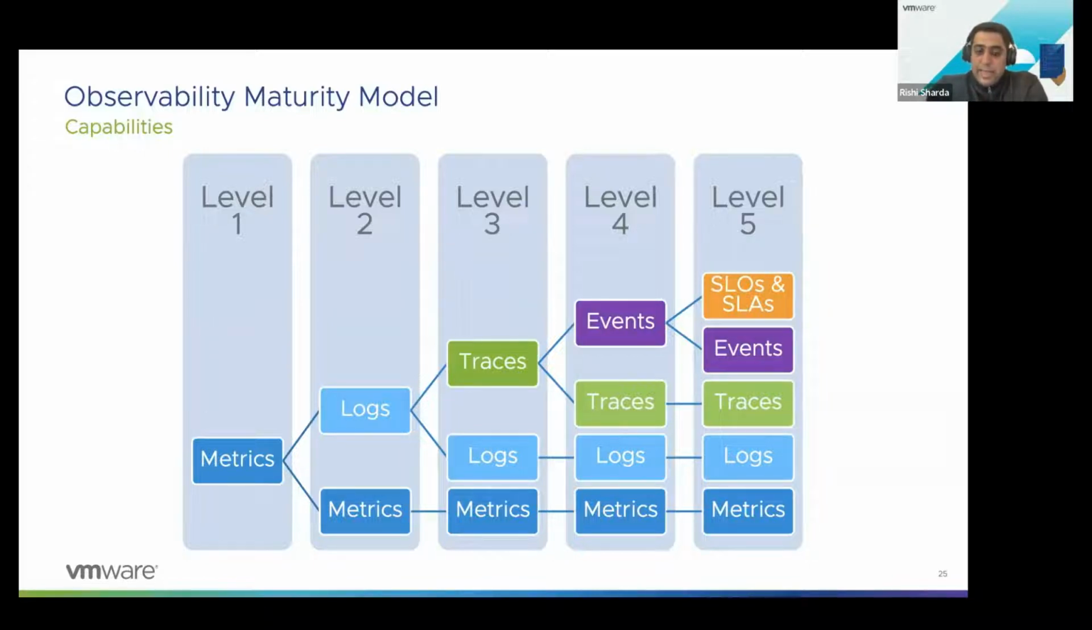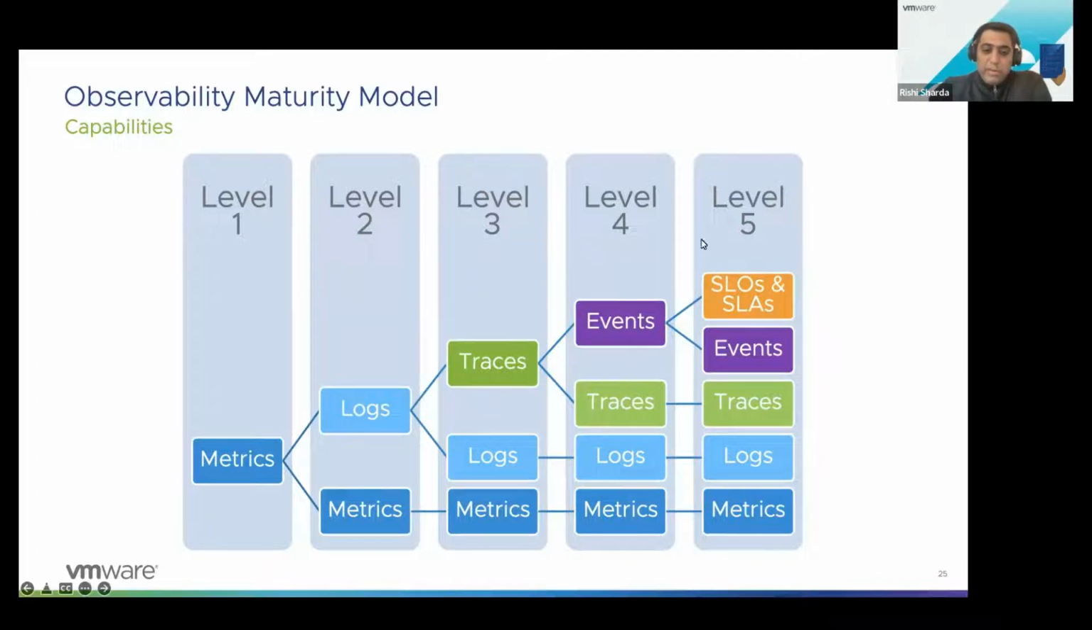After that, getting an APM like traceability to your application. You can use traces, whether you're using a proprietary platform or an open platform, the choice is up to you. And on top of that, you need to add events. And then finally, your organizational SLOs and SLAs. Unless you reach level 5 with SLOs, SLAs, you won't be able to get to complete observability.